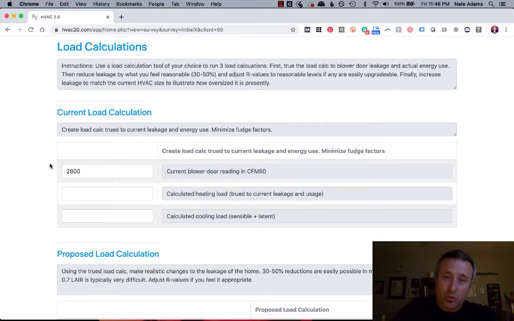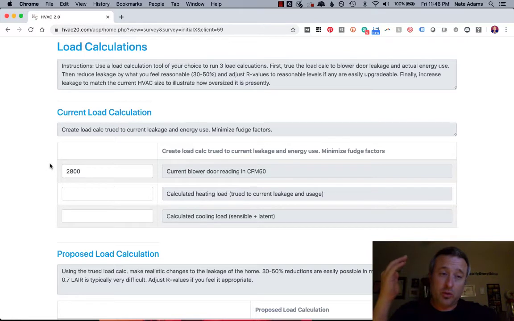So there are 3 different ones you want to do. You need to do the house as it stands, trued to both blower door and energy use. The energy use is really important. Fairly often it won't be that big of a deal, but I just did one this week where it was very unusual. In Cleveland, typically our heat loads are double what our cooling loads are. But this house, because they had leaky returns and a ton of solar exposure, with no shading at all, had heating and cooling loads that were almost identical, which is very, very rare. And I would not have figured that out had I not trued it and then gotten the energy bills. So that's important when you do your load calc.